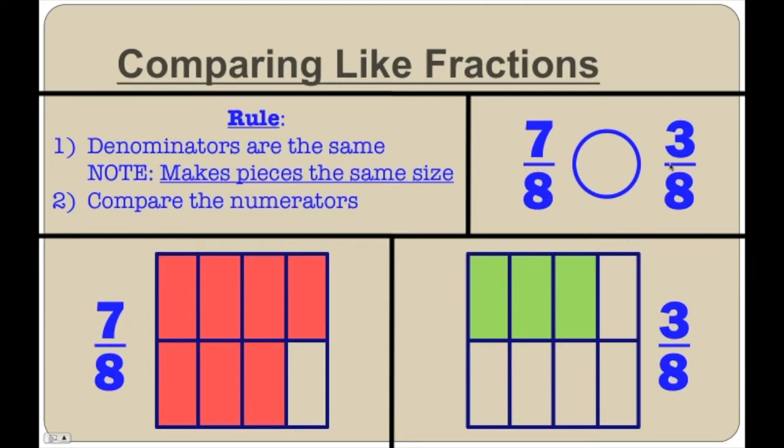So just by looking at the pictures, you should be able to tell right away that 7/8 is much greater than 3/8. So we'll put greater than in the middle and make this a true statement. So right now, because we have like fractions, all we really have to do is look at the numerator, and that tells us how to compare them. But what about when we have unlike fractions?